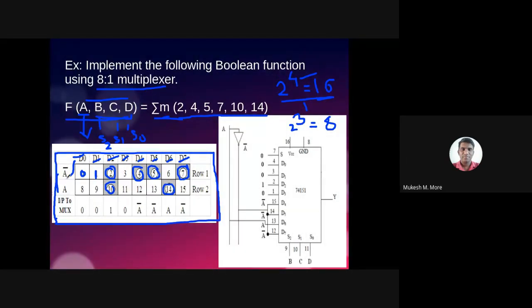Here A bar equal to 1 and A equal to 1 means minterms are present in the same column. Then what is the value of A plus A bar? It is equal to 1. A plus A bar is equal to 1. So I am writing 1 here.